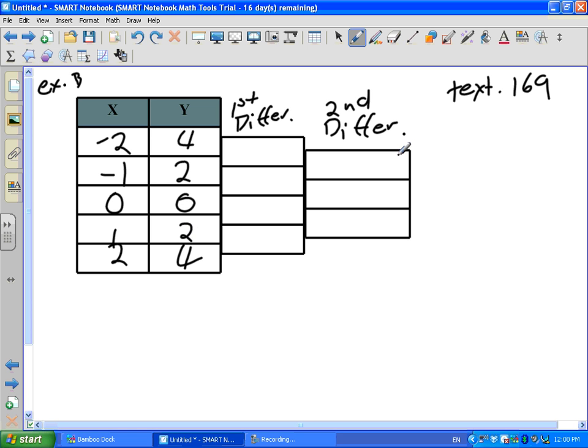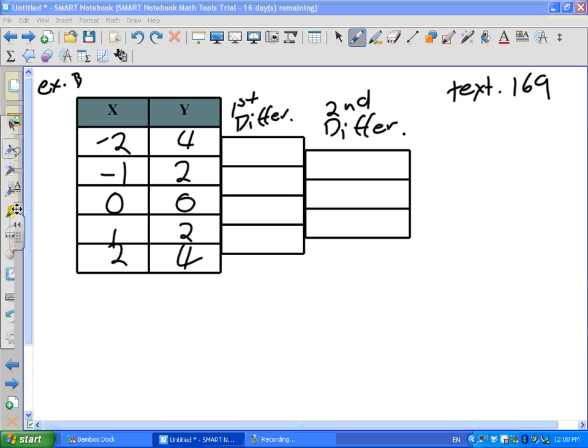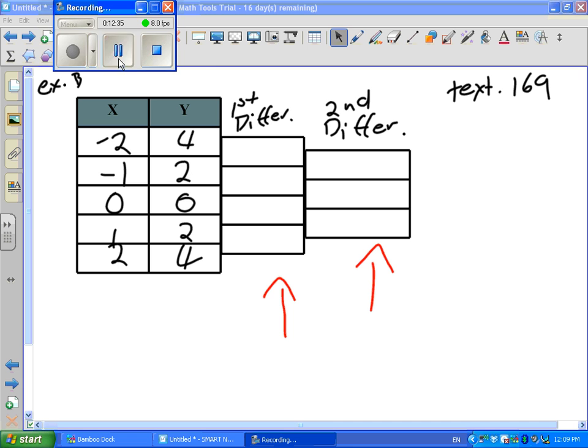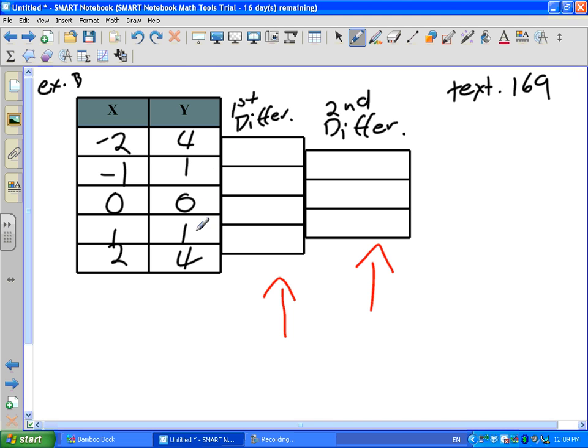The way to do this is we need to find the differences of our y values. So first of all, we're going to have to find the first differences. First differences, if they're the same, means we have a linear equation, okay? If second differences are the same, that means we have a quadratic relationship, okay? And I'm just going to make one change to these numbers because I wrote them down wrong. Sorry about that. I changed the numbers. It's 4, 1, 0, 1, and 4.